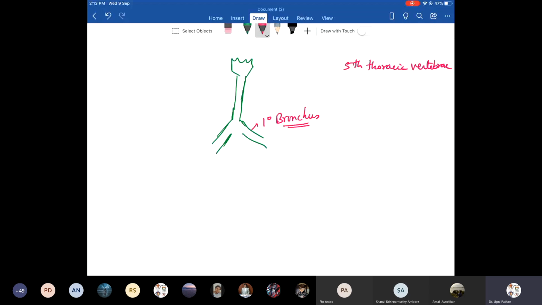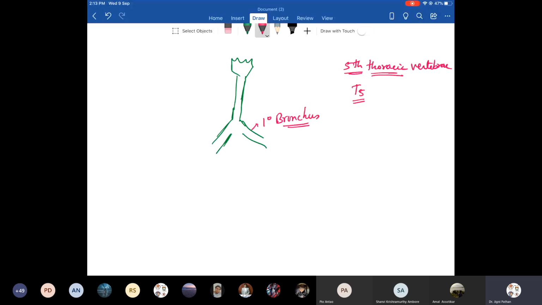Branches of the primary bronchus will then show trees. Okay, how do they show trees? Now this is the lung. Let me draw. This is the lung. One side lung I have drawn. Now, what happened? The primary will divide into secondary bronchus.